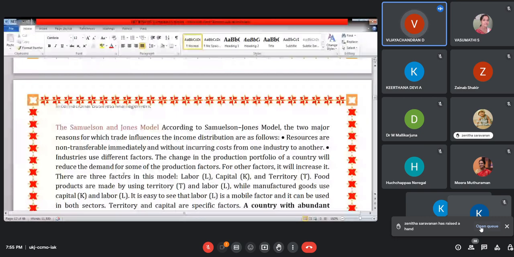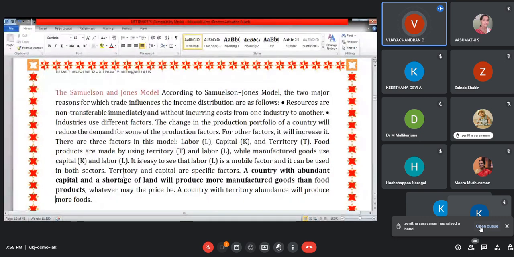So a country with abundant capital and a shortage of land will produce more manufactured goods than food products. With more capital, they will go for capital-based products. They will not go for labor-based products, due to the shortage of labor. So export or import is purely based on the factors available in one country. So SJ means Samuelson-Jones model. SJ means F, factor theory. Factor theory means that in international trade, the trade is purely based on the factor available in one country.